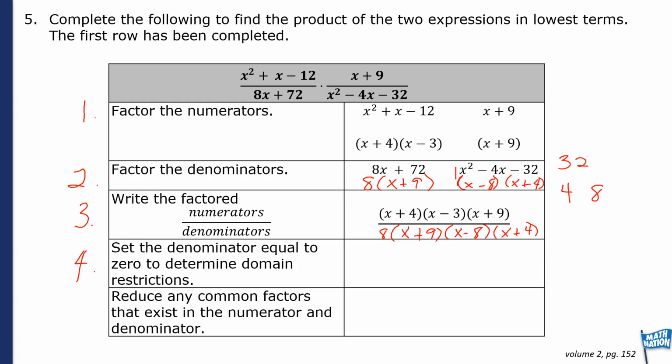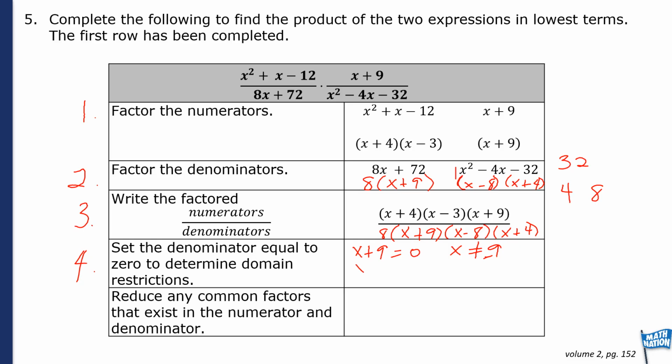Okay, so now next step is to set the denominator equal to 0 to determine the domain restriction. So this is how we find what our domain restrictions are. So just what's in the denominator, each of those expressions in parentheses, we set them equal to 0. So let's start with the x plus 9. We set that equal to 0 and solve for x. So when we solve for x, we get negative 9. That means x cannot equal negative 9.